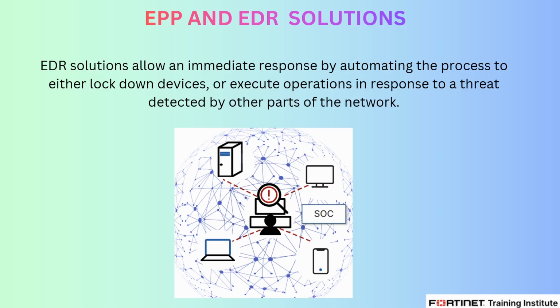When a threat is identified, EDR solutions can easily lock down affected devices or execute specific actions to contain the issue. This automatic response helps prevent the spread of attacks and minimize the damage. By integrating EPP and EDR, organizations ensure they have both strong preventive measures and rapid incident response, keeping their network and data safe even as threats evolve.